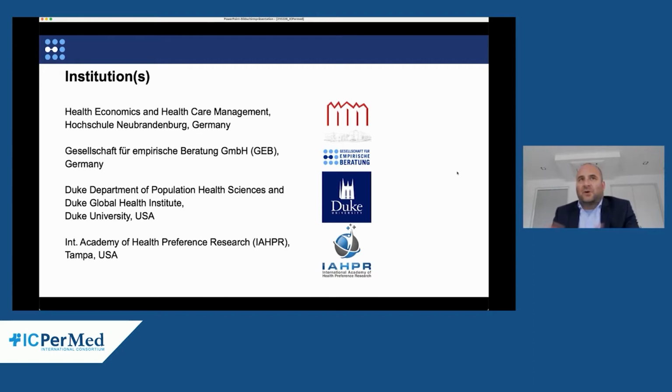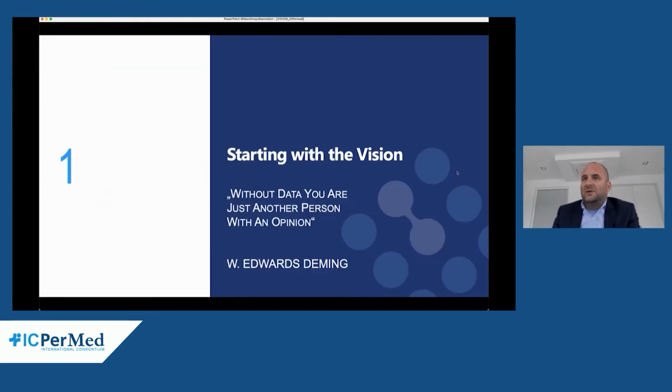I was always perfectly introduced. I'm working in Germany at the Hochschule Neubrandenburg. In the US, I have an adjunct professorship at Duke. And one of my most favorite jobs is I'm chairing the International Academy of Health Preference Research. And from this organization, I'm driven by explaining how and why to use preference research, and especially patient preferences. And I would like to start with a vision.